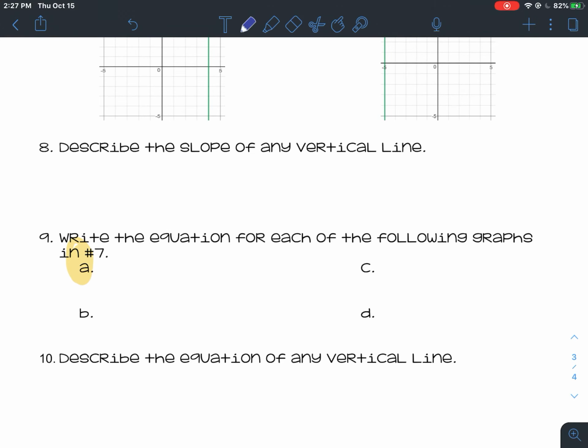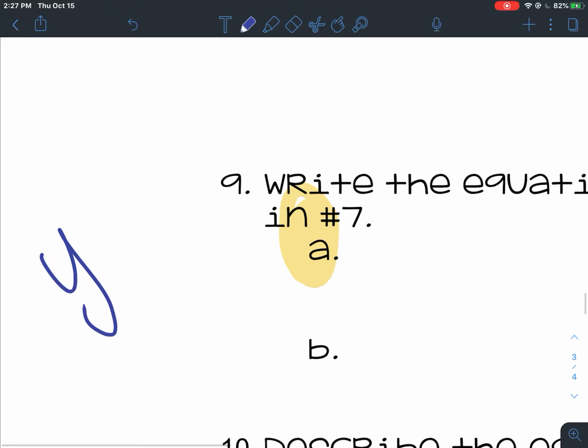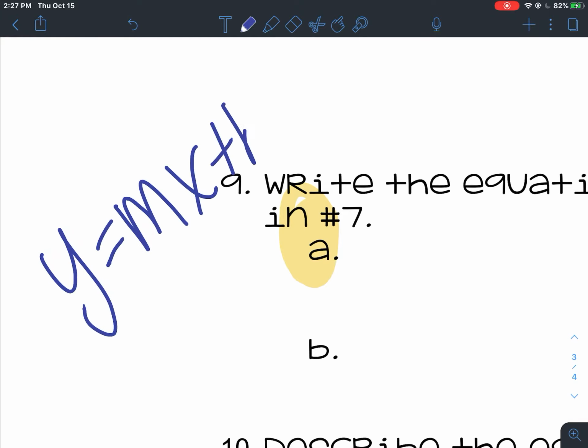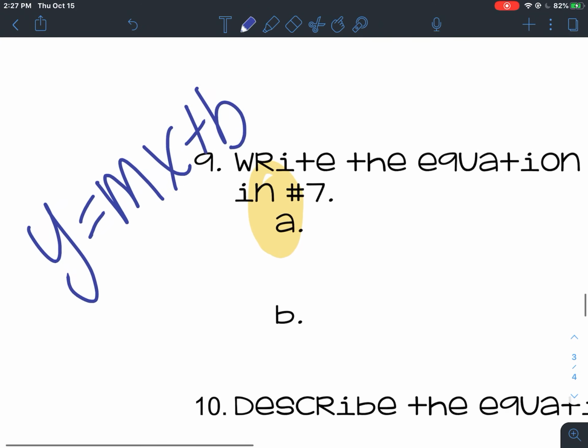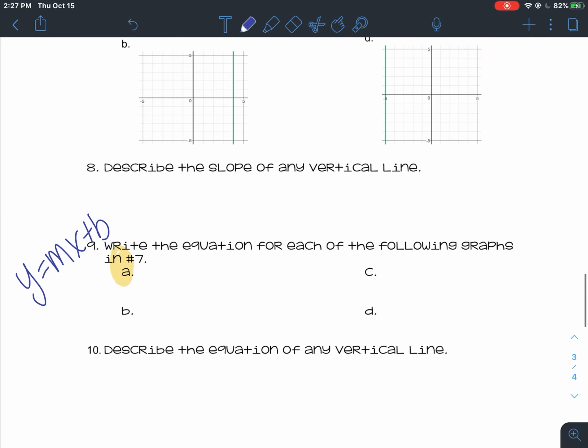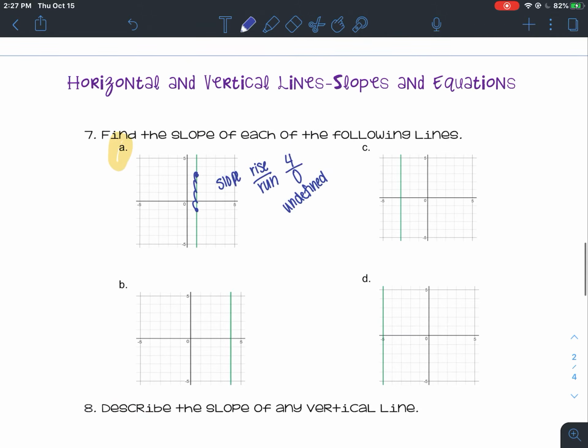Number 9, write the equation for each of the following graphs in number 7. y equals mx plus b. Oh boy. Well, I actually can't write. I need a number for m. I don't have a number, so I can't really, there's no slope. I can't really do anything there.